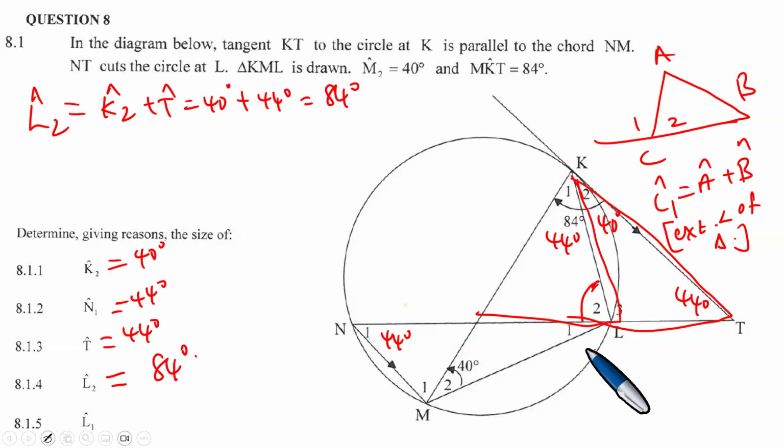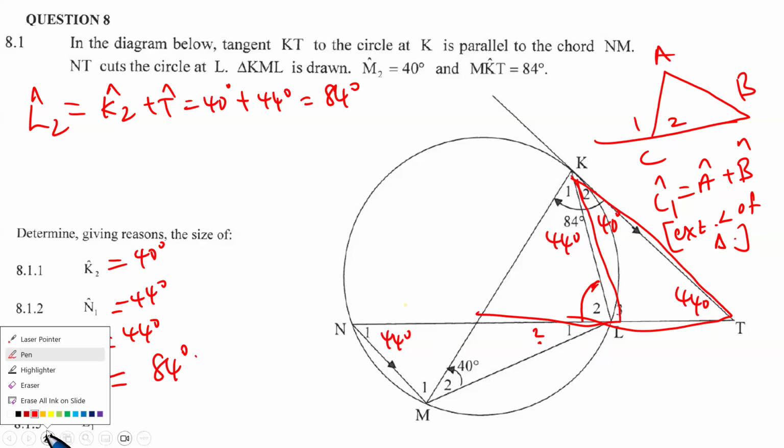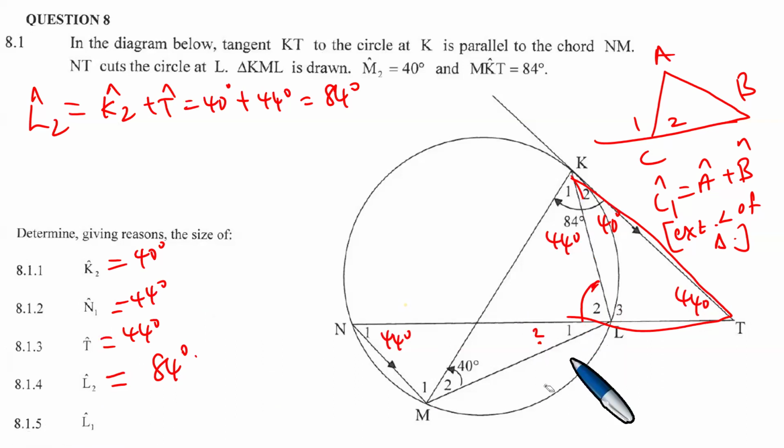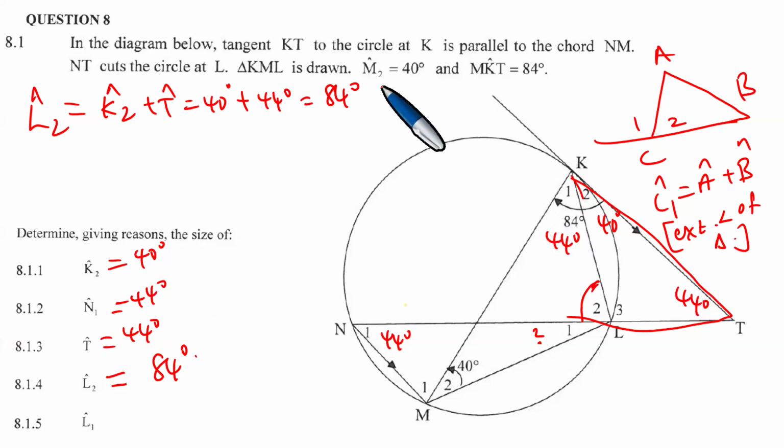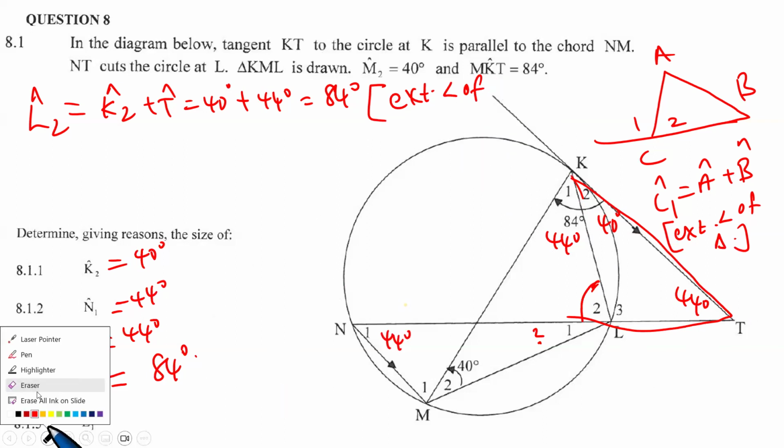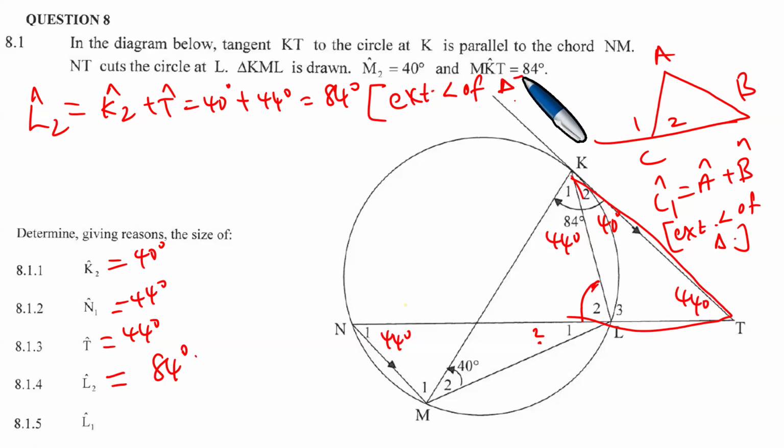And then we need L1. Now we need L1. What is the size of this angle, L1? We need L1 right now. Who can find the size of the angle L1? Who knows? All right. But yeah, the reason for this, as I said: we're saying L2 is 40 plus 44, and the reason is exterior angle of triangle. If you write it like this, the examiner already knows the exterior angle of a triangle equals the sum of the interior opposite angles.